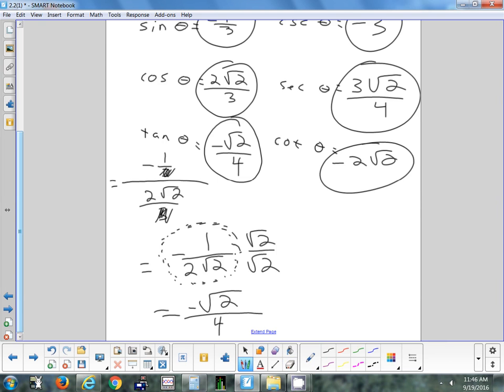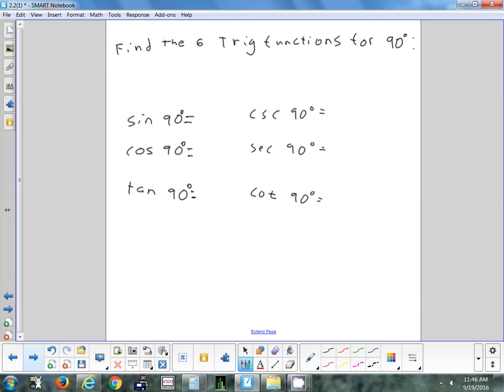Hey, did anybody notice to do it that way? Flip what was in the dotted circle? Maybe a couple people. If not, and you flipped it the other way, hopefully you got the same thing with a little bit more work. All right, so any questions on the type where they give you the coordinate? All right, so let's try this one.